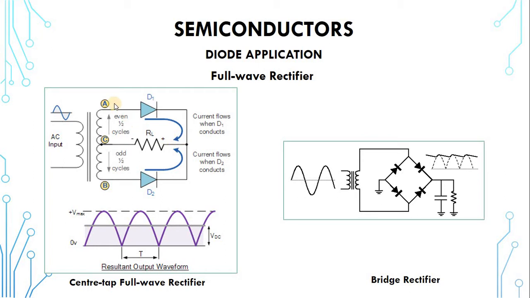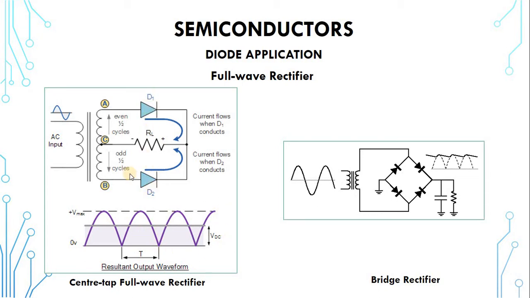So whether it is A that is positive or it is B that is positive, the positive waveform always ends up at the positive here. So you realize that for this half cycle where A is positive, D1 conducts, and when it changes and B becomes positive, D2 conducts, and then when it changes and A becomes positive, D1 conducts, and they continue like that.